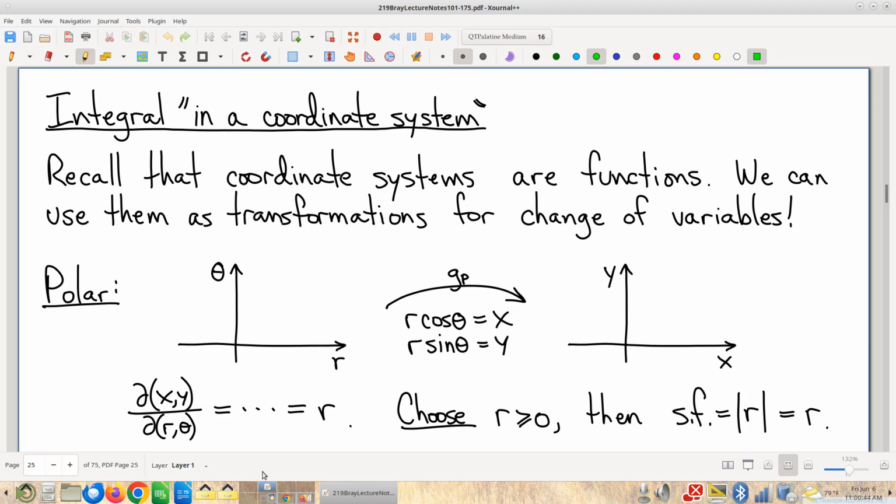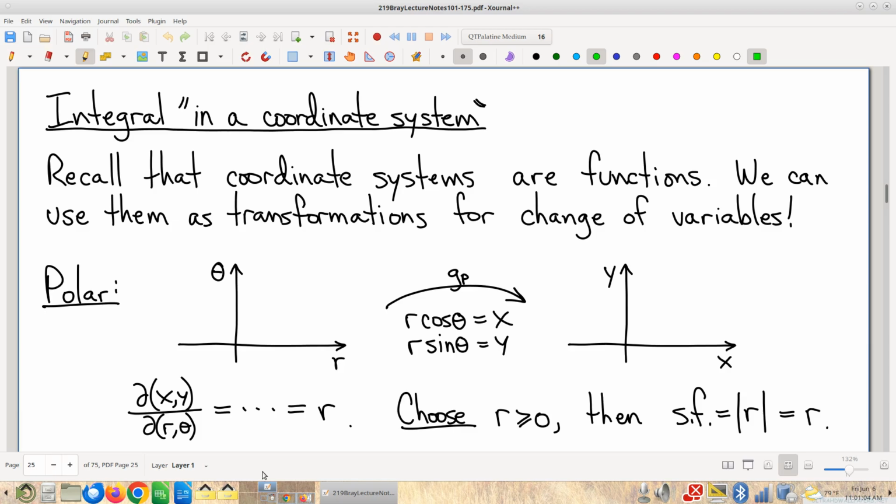Coordinate system change of variables, not fair game. And then after coordinate systems, I have a third part of 5.5, or what I lump in with 5.5, which is symmetry theorems. That's also not fair game. Okay, all right. So off we go.